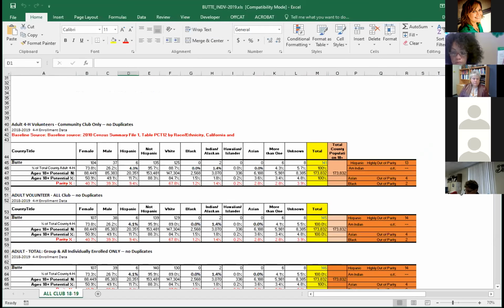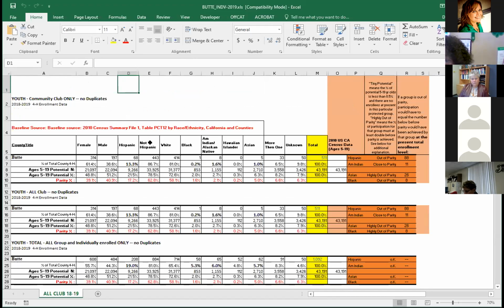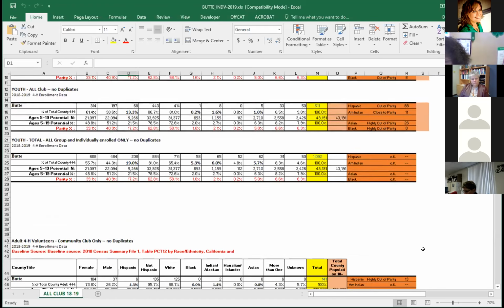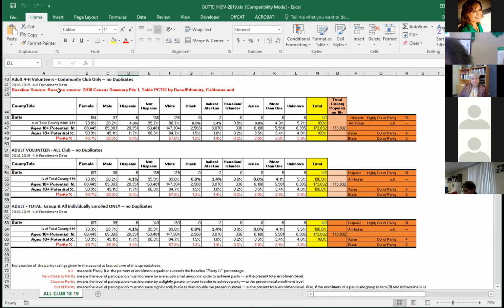Of course, then we go into the three types of enrollment. There's the community club only, the all club, and then there's the all group and individually enrolled for youth. And then we go into volunteers, and it's the same thing, the same three categories: community club only, then all club, and then all group and all the individually enrolled adult volunteers.